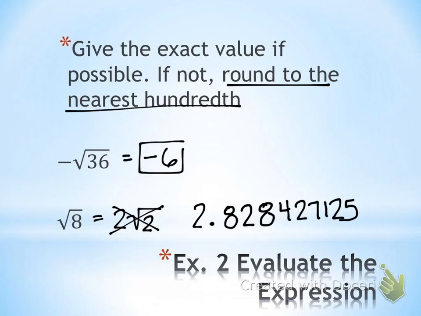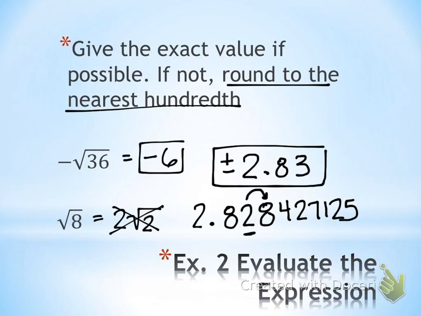This is the answer you should have gotten. Now it says round to the nearest hundredth, okay? How many decimal places is the hundredth spot? 2. So that means I look to the number behind it and I say it's an 8, so I round up and my answer is 2.83. How many answers does every square root have? 2. So what should this be? Positive and a negative 2.83. Now you have to round up, okay?